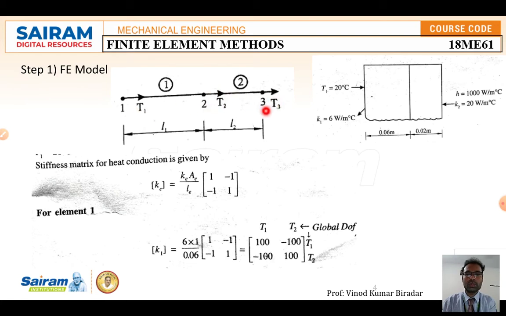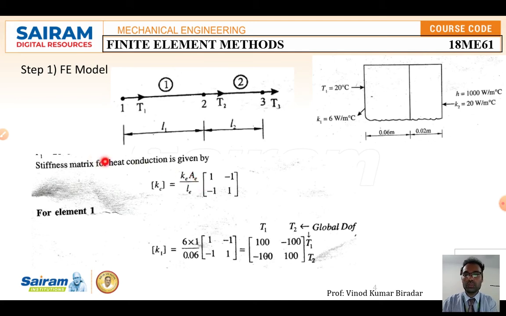So T1, T2, T3 are the nodal temperatures. Element number 1 is from node 1 to 2, and node 2 to 3 is element number 2. T1 is given, so the lengths are different, L1 and L2. Again, you follow the same procedure: heat due to conduction and heat due to convection.